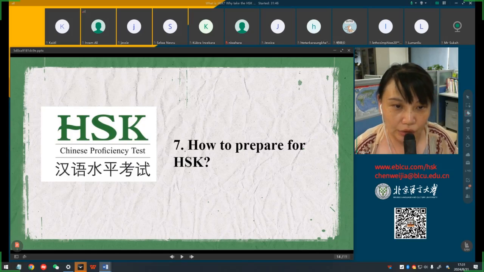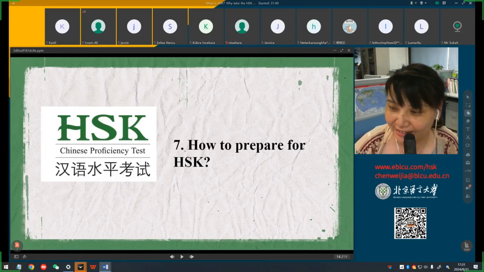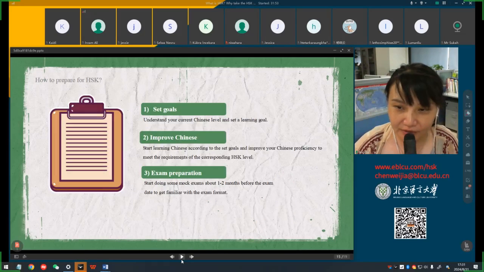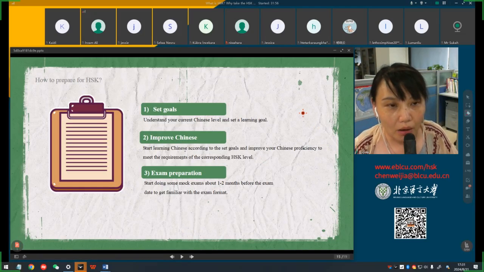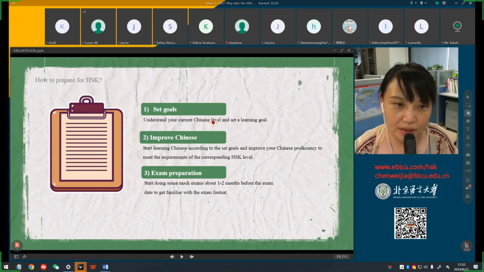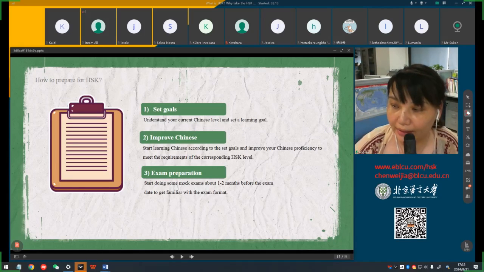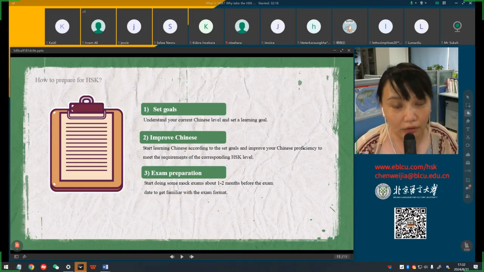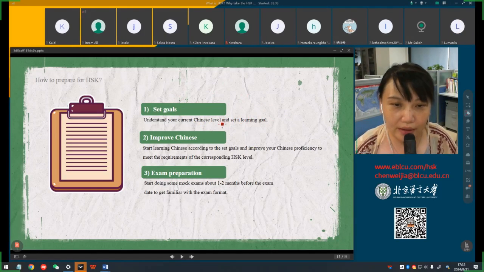Then our next question comes to how to prepare for HSK. I think there are 3 main steps. The first one is to set goals. So you need to set up a goal according to yourself and your current Chinese level, and also your long-term goal, like you want to go to China, you want to study here, you want to work, you want to apply for some degree. So it depends on your situation and set up the learning goal.